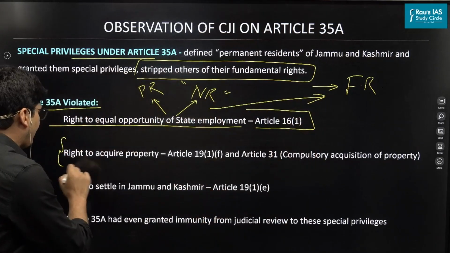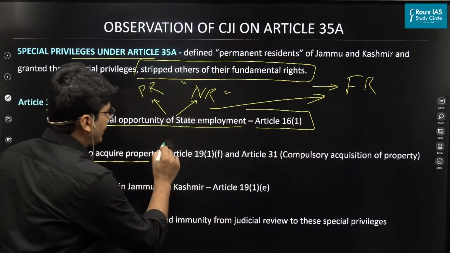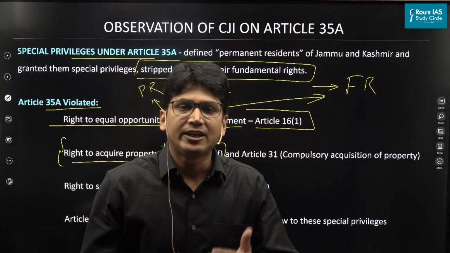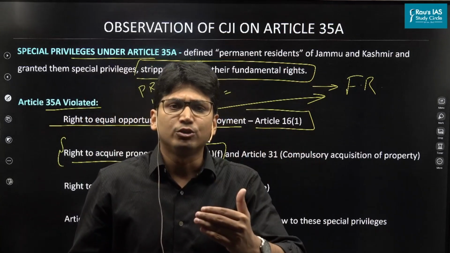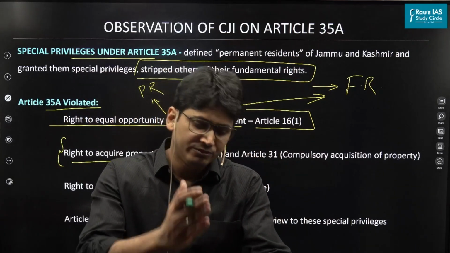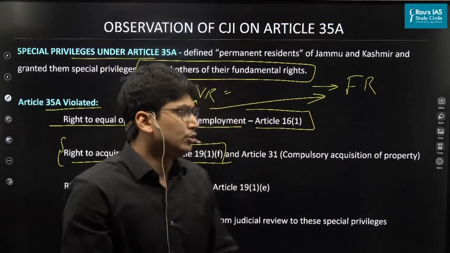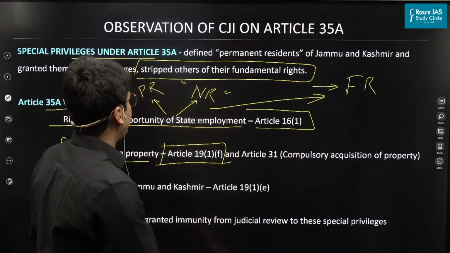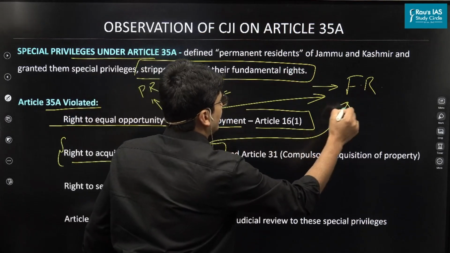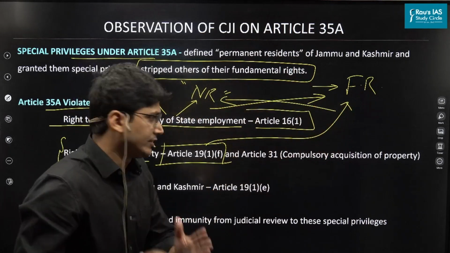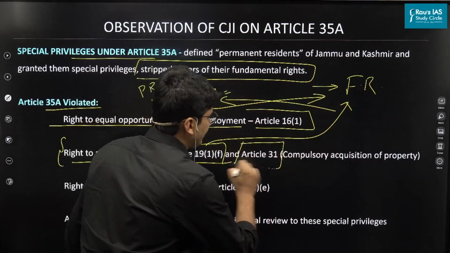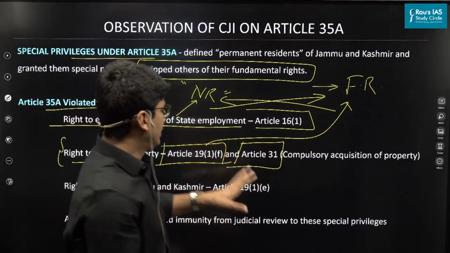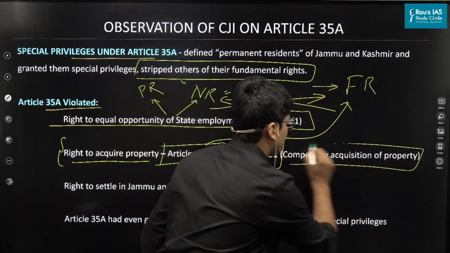It also impacted the right to acquire property under Article 19(1)(f). Now, Article 19(1)(f) has been highlighted because prior to the Constitution 44th Amendment, Article 19(1)(f) was very much a part of the Indian Constitution. So prior to the Constitution 44th Amendment, it also impacted the fundamental rights, particularly of the non-residents. And also Article 31, which was removed or omitted by the Constitution 44th Amendment. Now, Article 31 provided for compulsory acquisition of property.